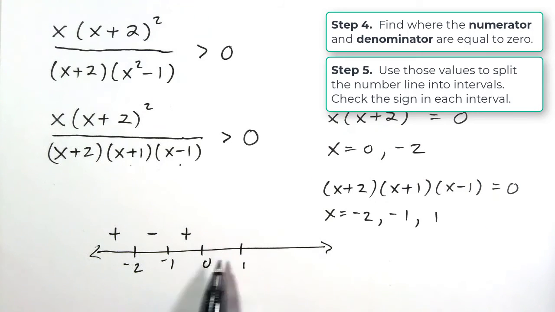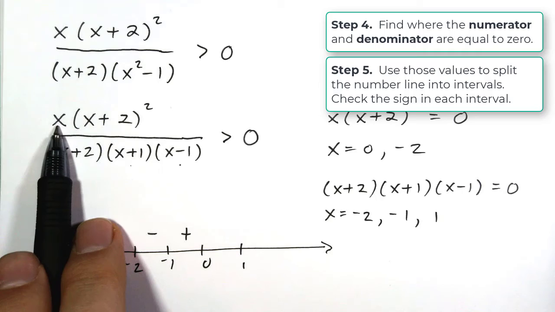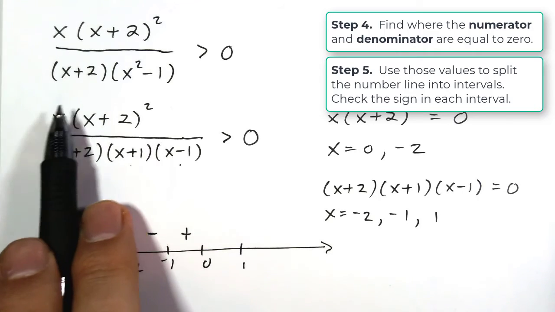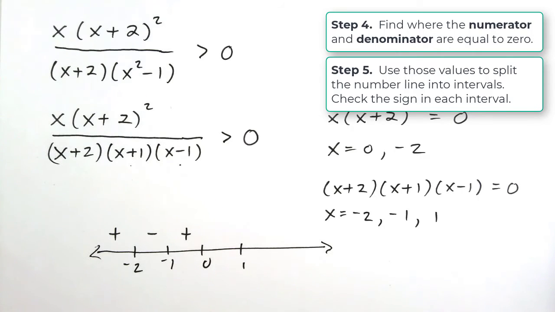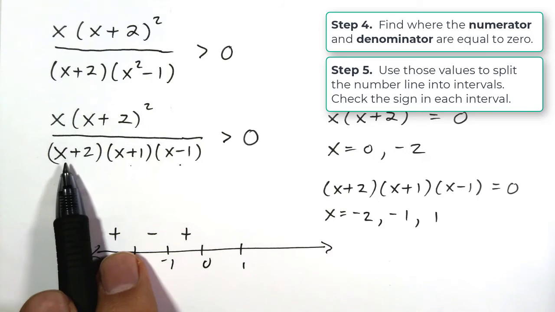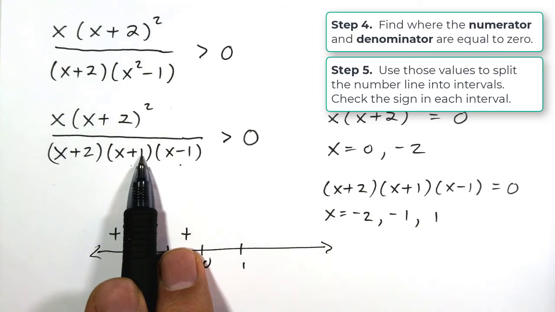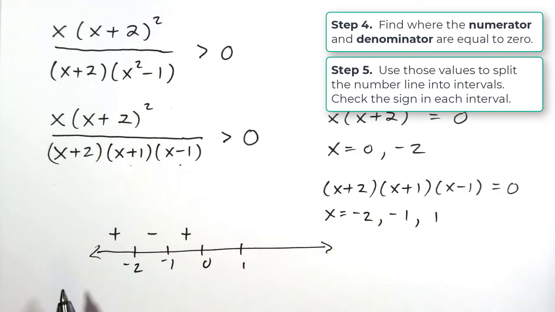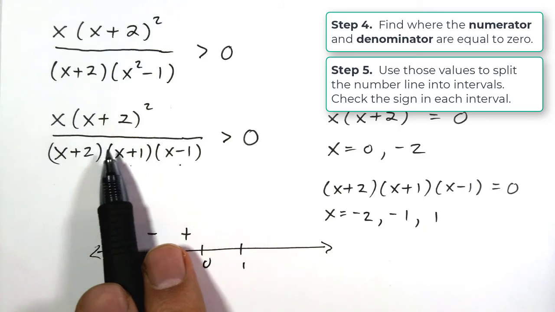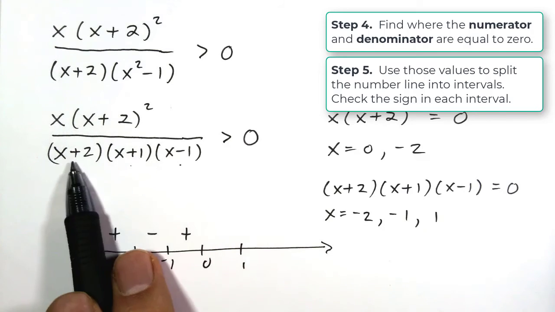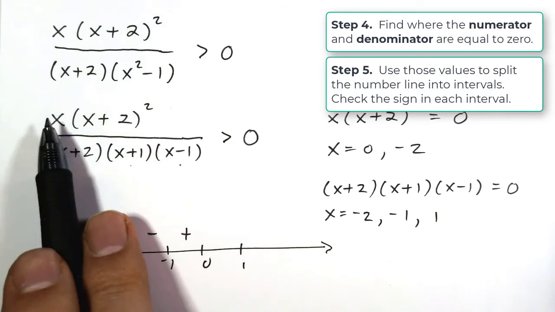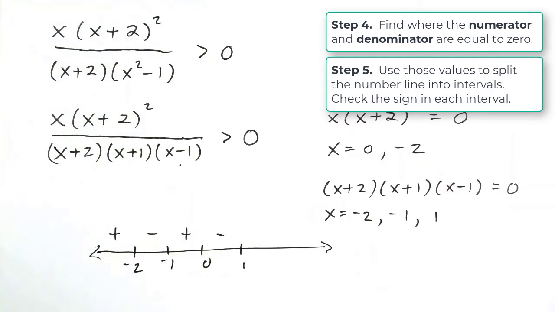Now I check this interval between 0 and 1. This is positive, numerator is positive. A number between 0 and 1 plus 2 will be positive. That number plus 1 will be positive. If I subtract 1, it'll be negative, though. So I have positive times negative. The denominator is negative. So I have a positive number divided by a negative number. The result is negative.